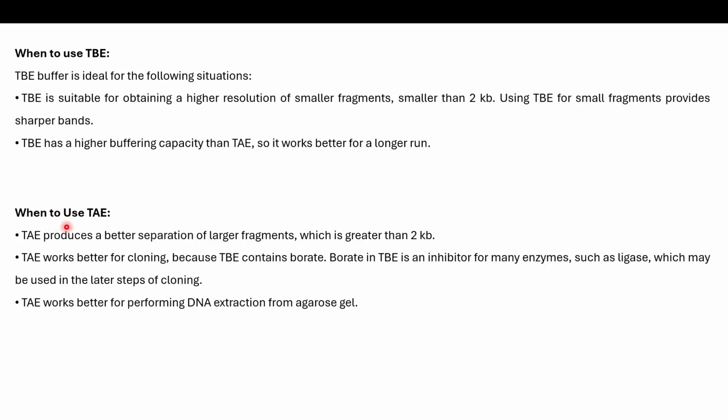Okay, and when should you be using TAE? Now, tris acetate EDTA produces a better separation of larger fragments greater than 2 kilobases long, and TAE works better during cloning because TBE has borate, and borate can act as an inhibitor for some enzymes. In cloning you need restriction endonucleases, you need ligation of your gene of interest with the vector. Using TBE will hamper this because it has been found to be an inhibitor of ligase enzyme. Okay, and then TAE works better for performing DNA extraction from agarose gel also.